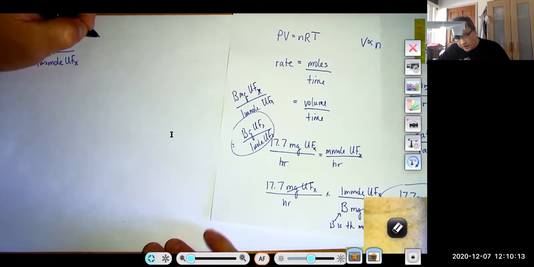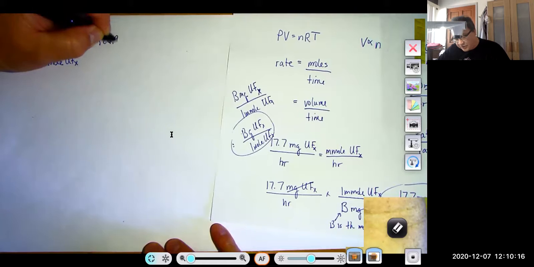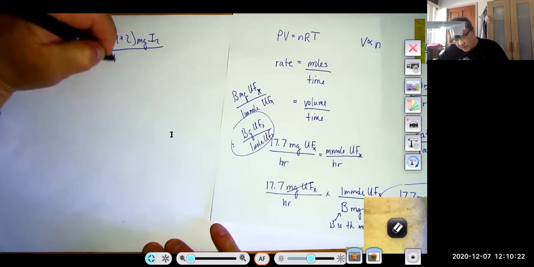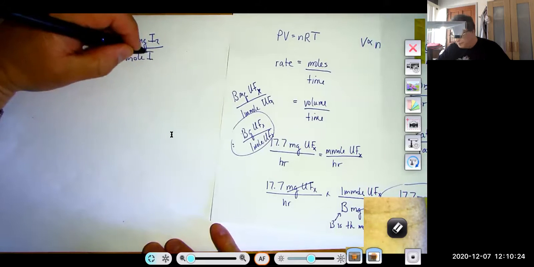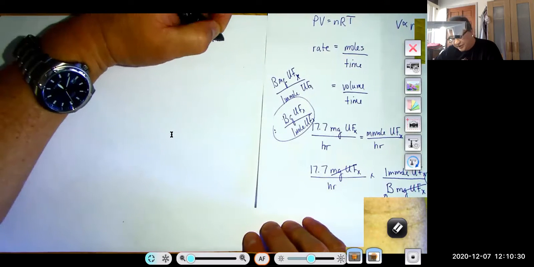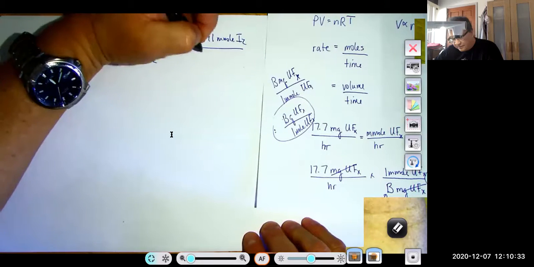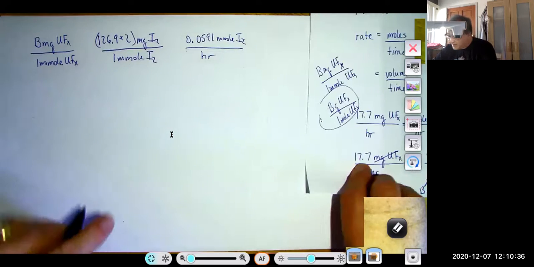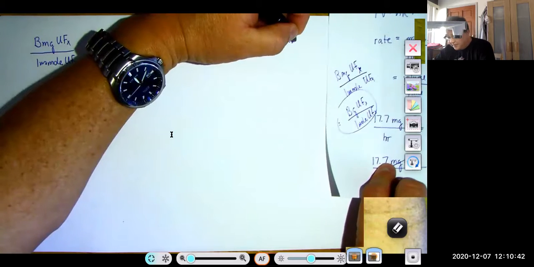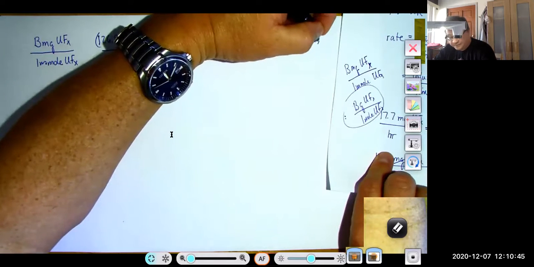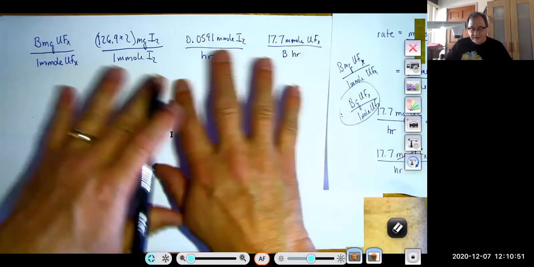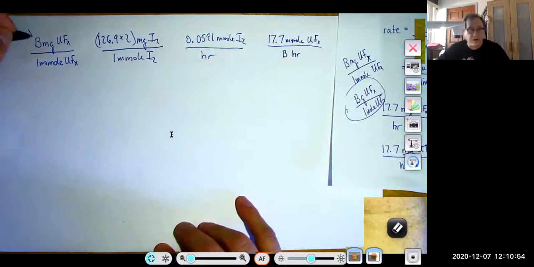We've got 126.9 times 2 milligrams of iodine per 1 millimole of iodine. We've got 0.0591 millimoles of iodine per hour. And we've got 17.7 millimoles of uranium fluoride per B hours. So this is everything that I have, and I want to solve for B.